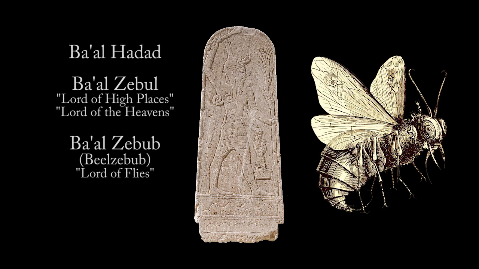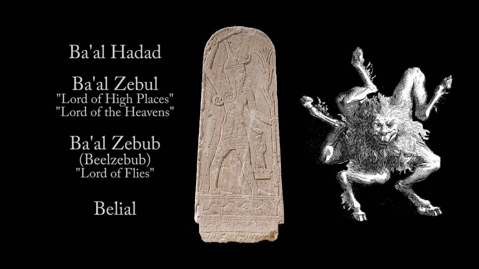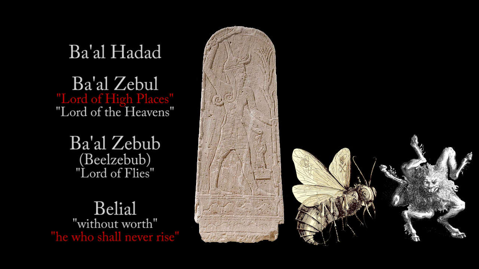Another example of this is Belial, which is usually translated as without worth, which is correct. But it is also translated as he who shall never rise, which is also correct. This is typical of Jewish humor, insulting other gods with wordplay, inverting the original meaning of Lord of High Places. Belial is Baal-Hadad, just as Baal-Zebul and Baal-Zebub is also Baal-Hadad.